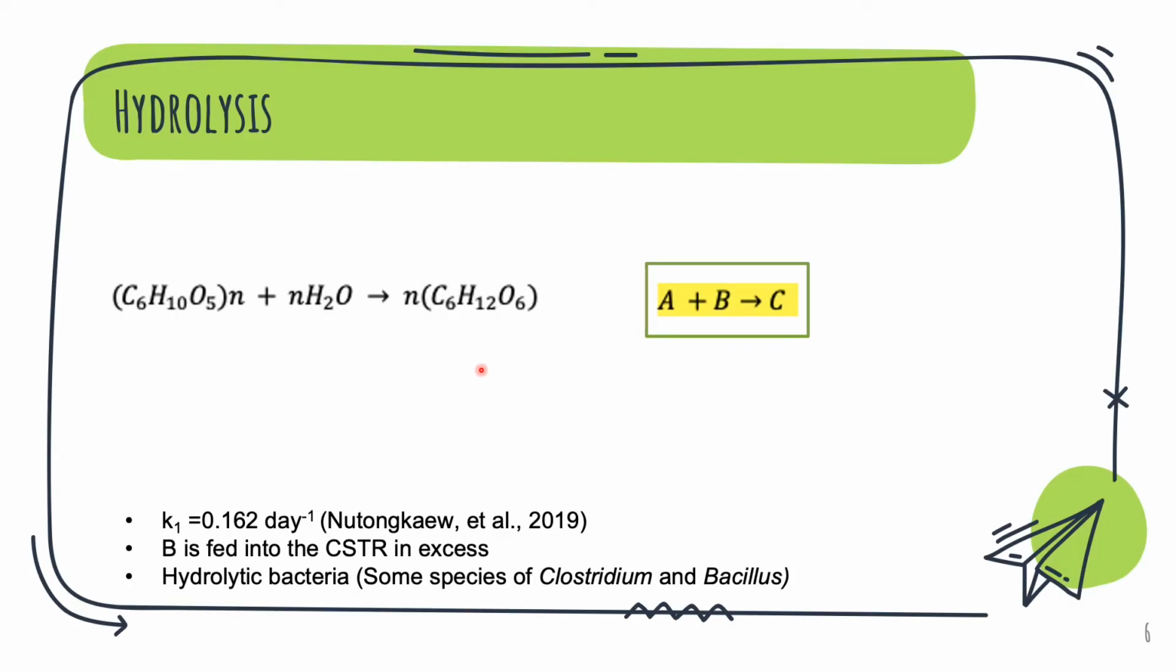This is the reaction during hydrolysis, and this is the alphabetical representation of the equation. Based on our research, the reaction rate constant K1 is 0.162 per day. It is assumed that water, which is B, is fed into the CSTR in excess. The microorganism that is present here is the hydrolytic bacteria.